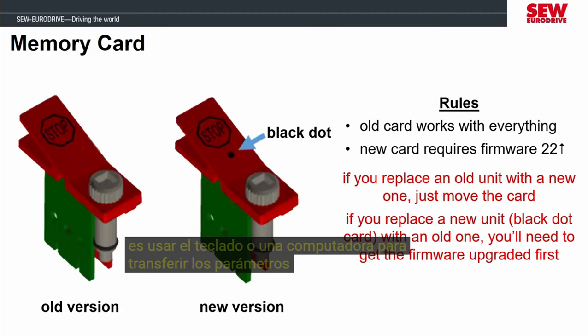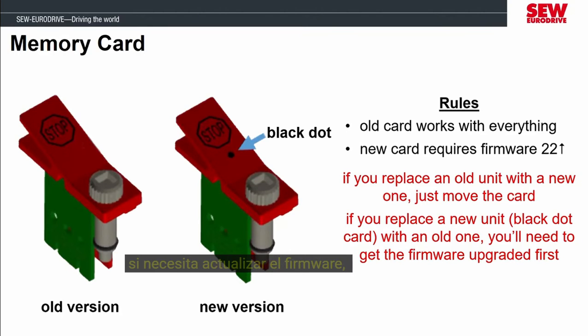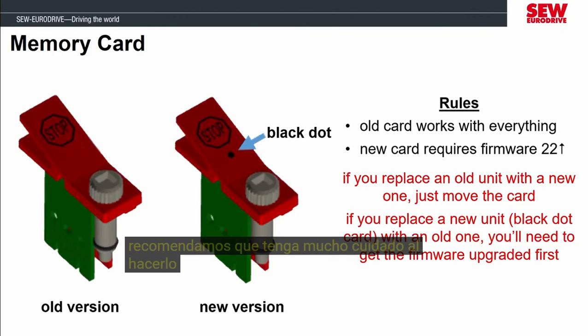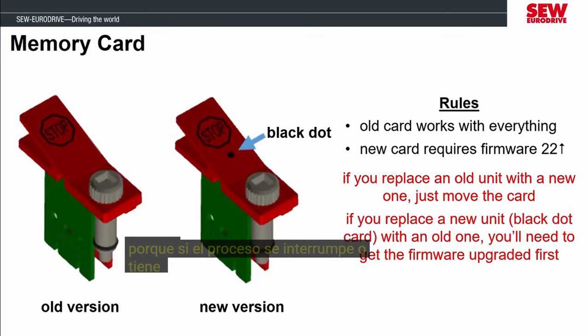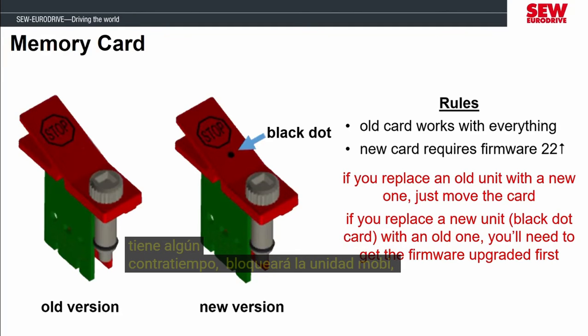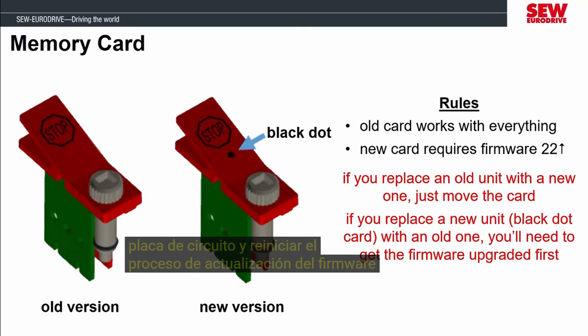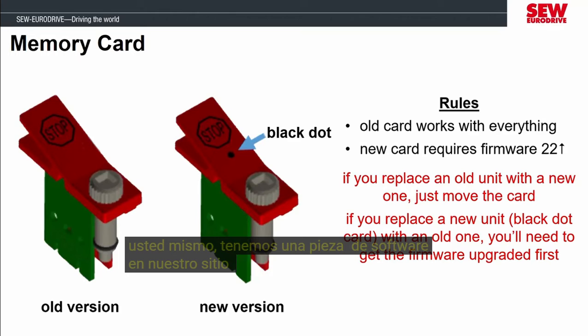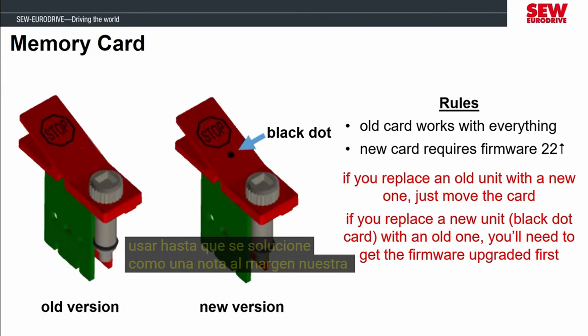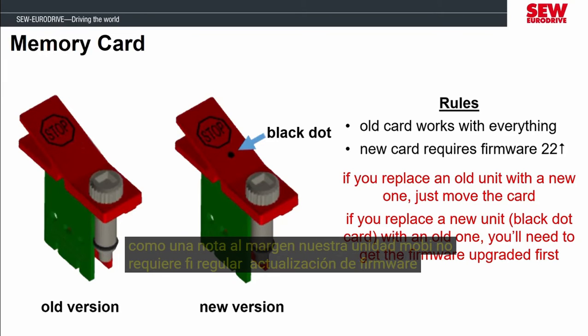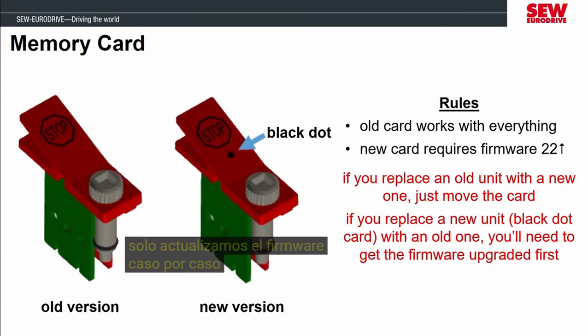If you need your firmware updated, we recommend that you take great care when doing that, because if the process is interrupted or has any hiccups, it will brick the MOVIDRIVE. The only way to fix it at that point would be to have our repair lab open up the MOVIDRIVE to access the circuit board to restart the firmware upgrade process. If you want to do the firmware upgrade yourself, we have a piece of software on our website that can do that, but you must know that the process can't be interrupted or the MOVIDRIVE will be unusable until it's fixed. As a side note, our MOVIDRIVE doesn't require regular firmware updating. We only update firmware on a case-by-case basis.